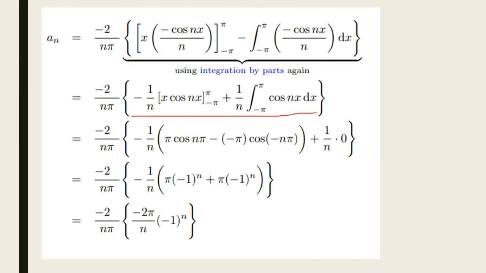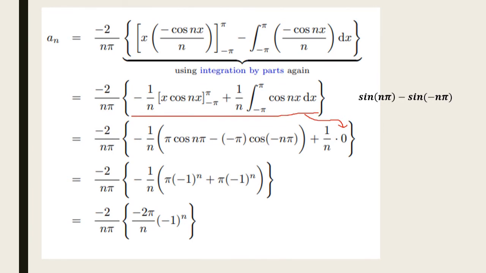So we need to analyze first, again, the integral of cosine nx dx from negative pi to pi. Applying the limits, we have sine n pi minus sine negative n pi. From the last slide, it just results from 0 minus 0, which becomes 0. So as you can see next, it just becomes 1 over n times 0. Also in the next part, we applied the limits.